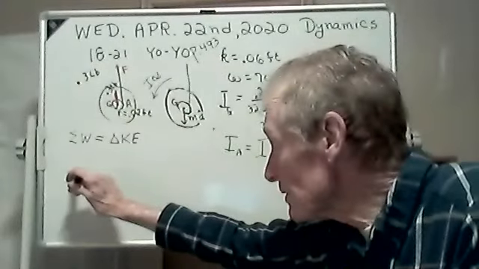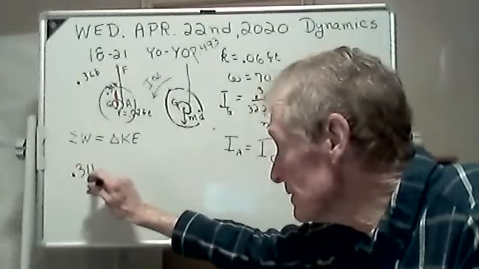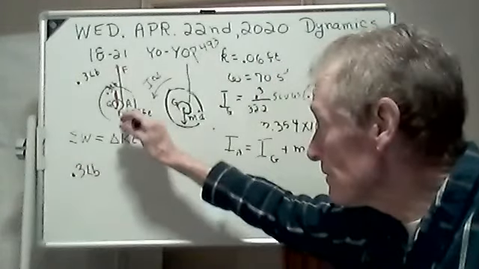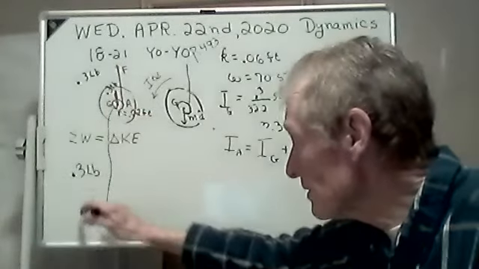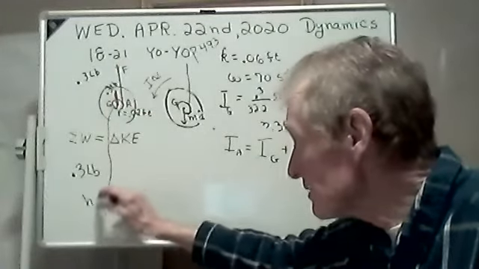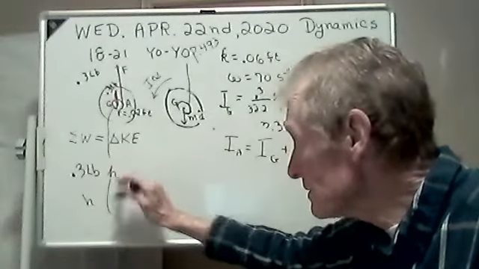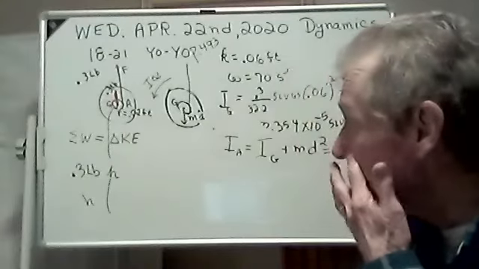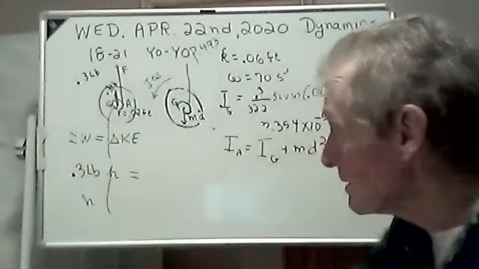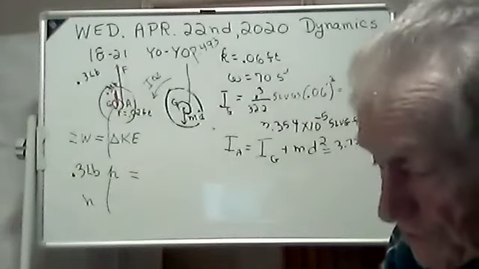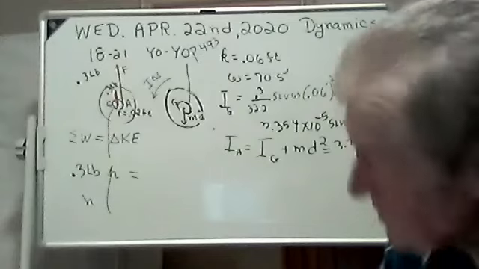And the amount of work it does is 0.3 pounds times however far down it falls. I don't know. Let's just say it goes down here a distance h. So it's 0.3 pounds times the height, the h that it falls, and you're done. Ta-da, that's the work done. There's only two forces, and only one of them does any work.